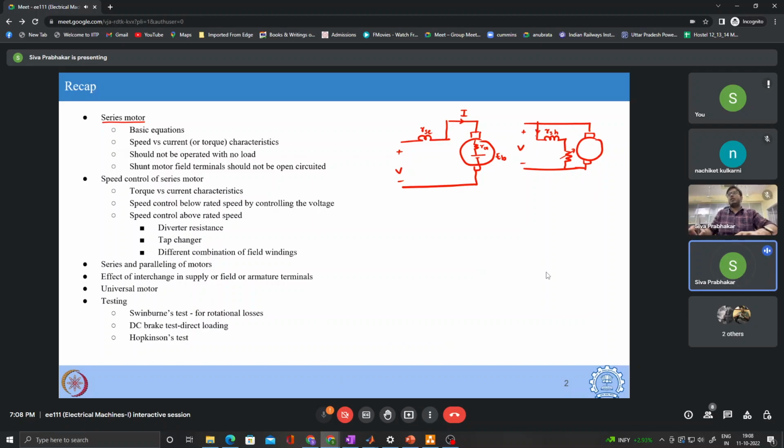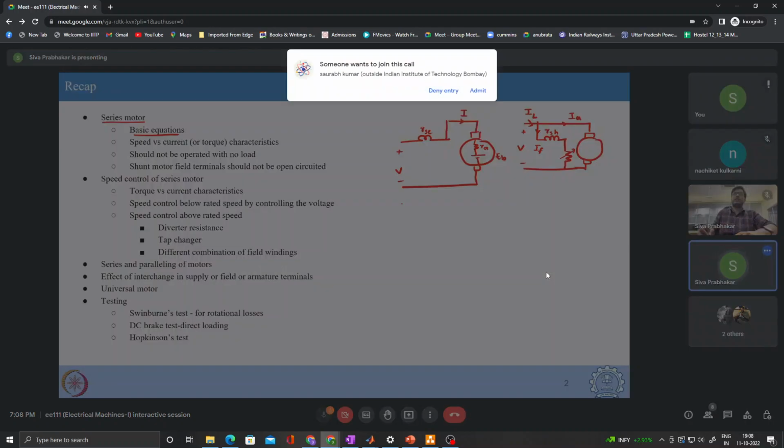In the shunt motor, separate currents flow through the field winding and the armature winding, which we call IF and IA. In the series motor, we call the whole current I, which is the supply current itself. Here we call the supply current IL, and the current is divided into two parts. The basic equations of the series motor were also discussed.